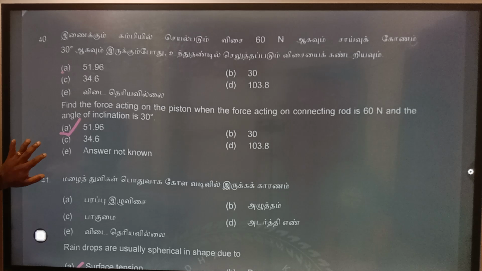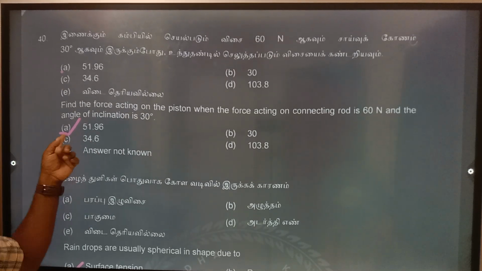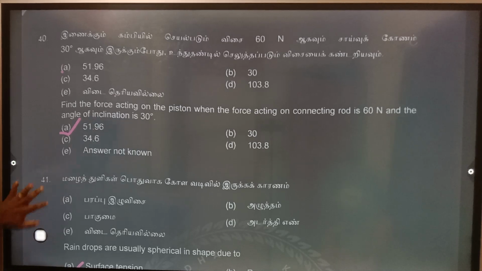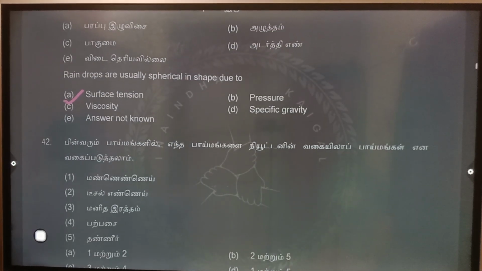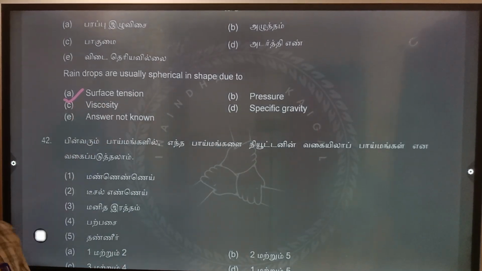Next, find the force acting on the piston when the force acting on connecting rod is 60 Newton and the angle of inclination is 30. Answer will be 51.96. A is the answer. 41. Raindrop spherical shape, very direct question. இதனால surface tension நால. So A is the answer.